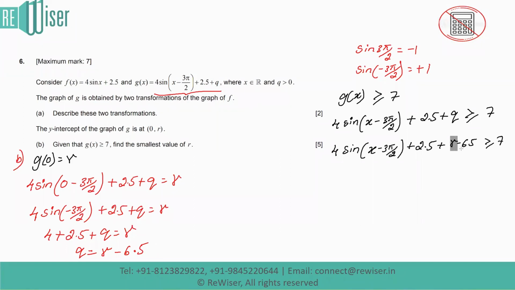So r value would be smallest whenever this value is the largest. That is something that you need to know, because if this is smallest, in order to make this greater than or equals to 7, the value of r would be slightly lengthy, r would be greatest. So now this has to be the maximum.